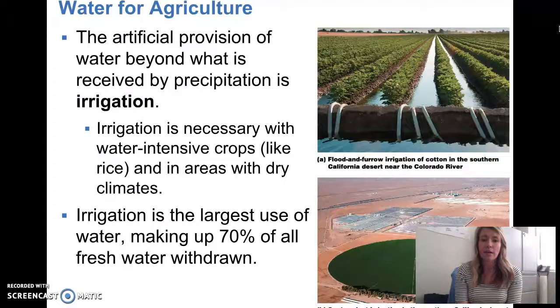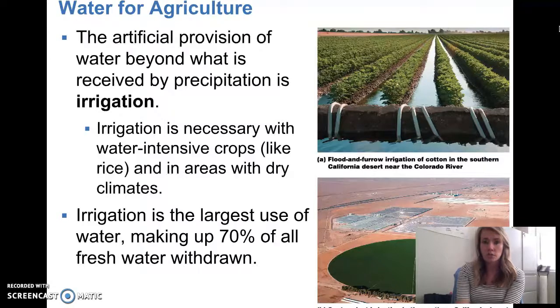And then if we are trying to perform agriculture in areas with a dry climate where it's not going to rain much, we also need irrigation. So in Southern California, if you ever see any farms, there's lots down in Camarillo, there's lots of irrigation because it doesn't rain very much there.